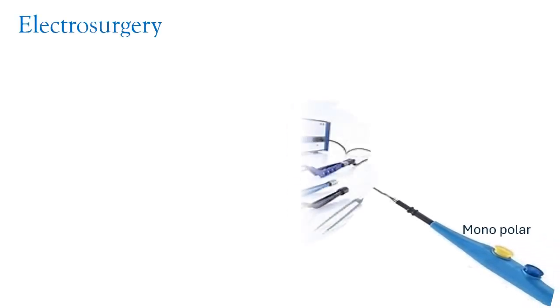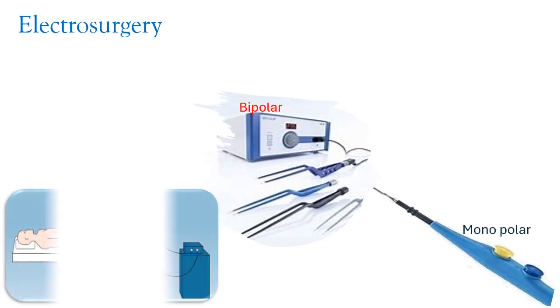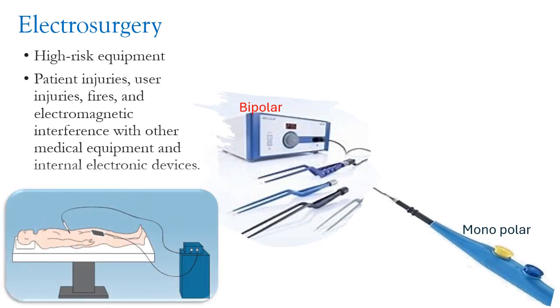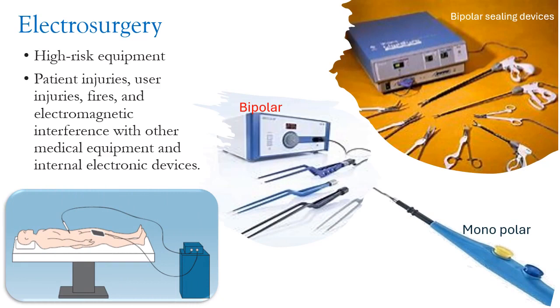The electrosurgical energy is delivered in two modes, either monopolar or bipolar, and a complete electrical circuit is necessary for current to flow when using either of these modes. However, the circuits are different, and electrosurgical units are considered high-risk equipment. Therefore, potential risks of electrosurgery may include patient injuries, user injuries, fires, and electromagnetic interferences with other medical equipment and internal electronic devices.